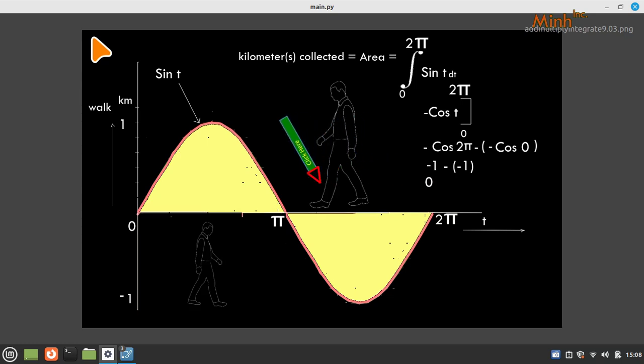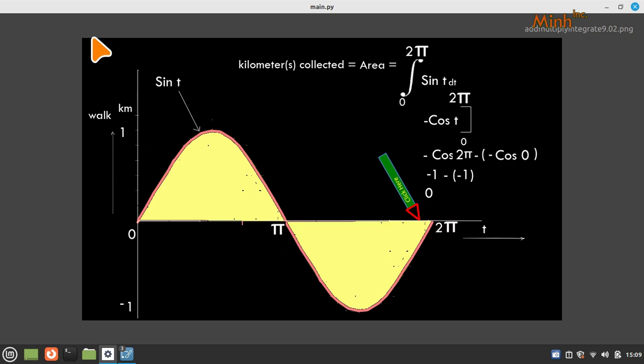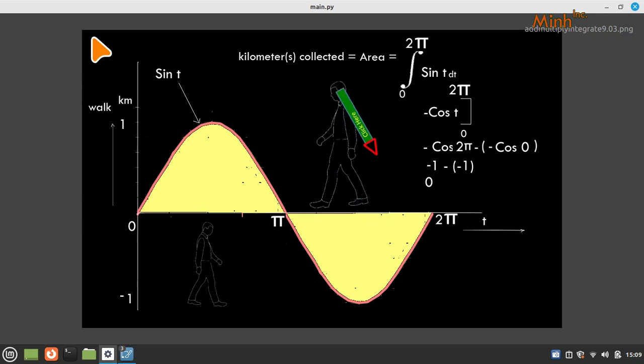In a better interpretation, the person is walking forward in this duration and walking backward in this duration. If that is the case, then the total kilometers walked is 0, whereas up to pi he walked 2 kilometers. Even though he walked 2 kilometers back, it is minus 2. So minus 2 kilometers. So this is how it is.